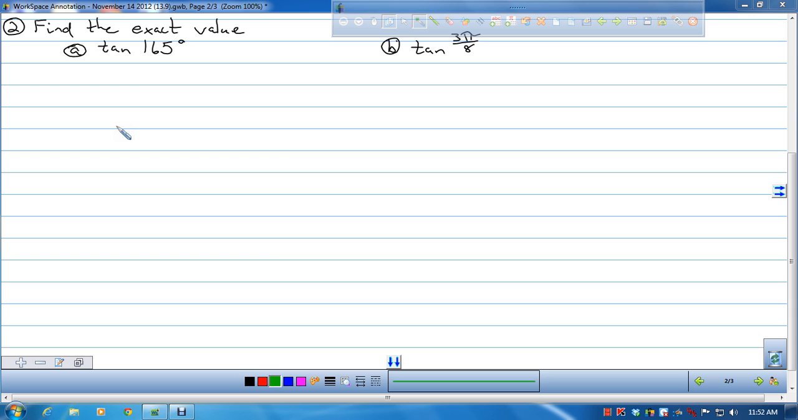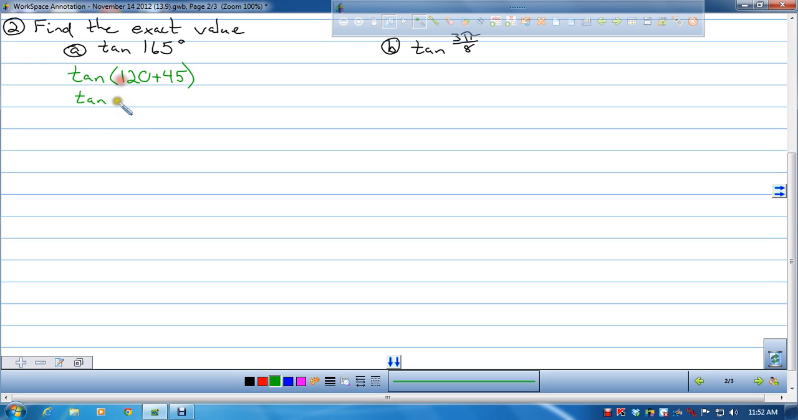I noticed pretty quickly that I can add a couple angles together here. So this is the equivalent of tangent of 120 plus 45. That's the one I noticed right away, which feeds right into, so we're going to deal with our tangent addition formula, which goes like this.